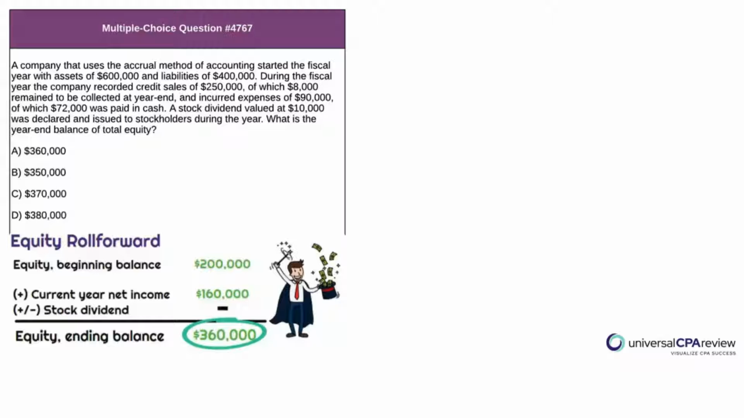So as you can see, what we need to start with is our beginning balance for equity. Now, the question doesn't give us the equity balance from the prior year, but it does give us the year-end assets and the year-end liabilities, which become the starting point for this year, right?